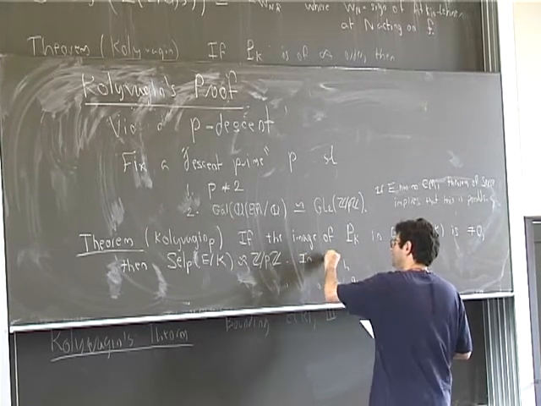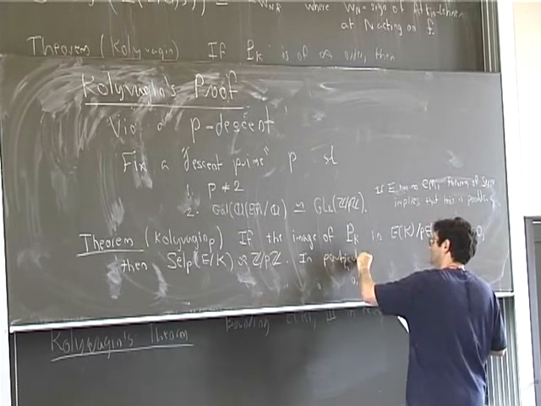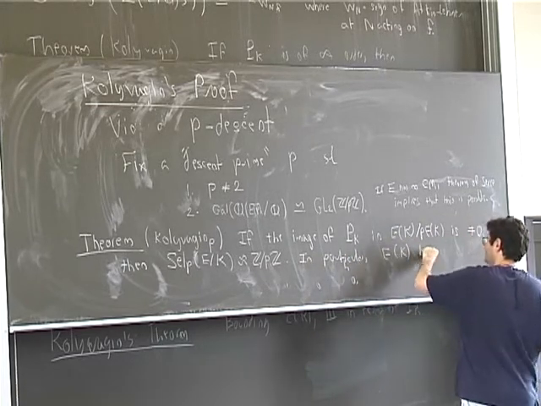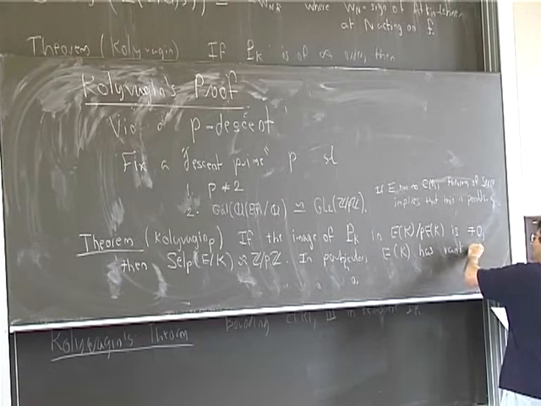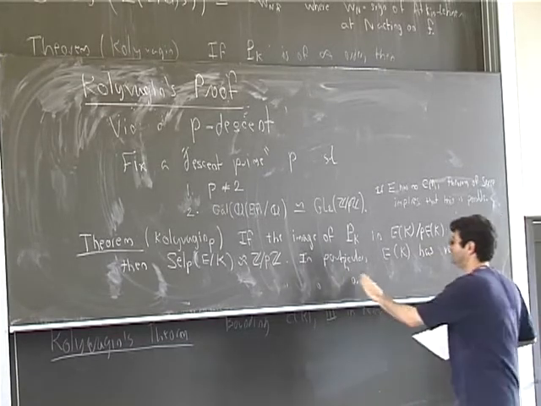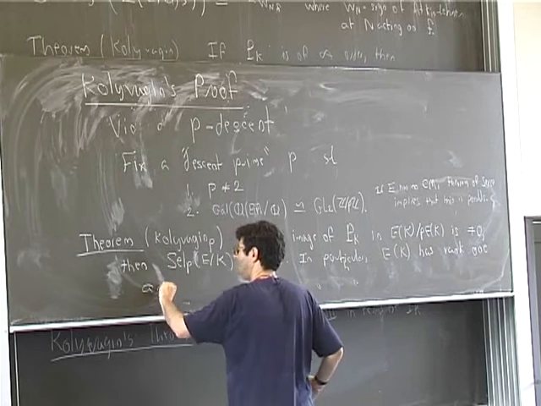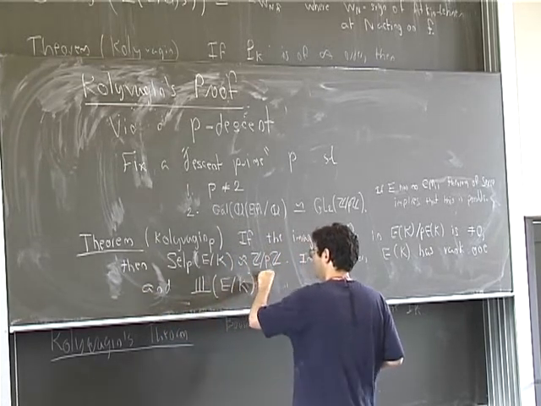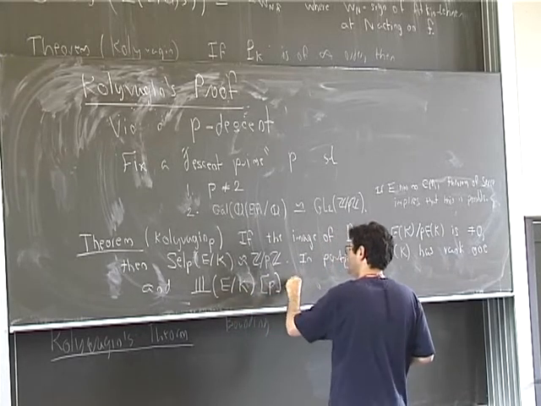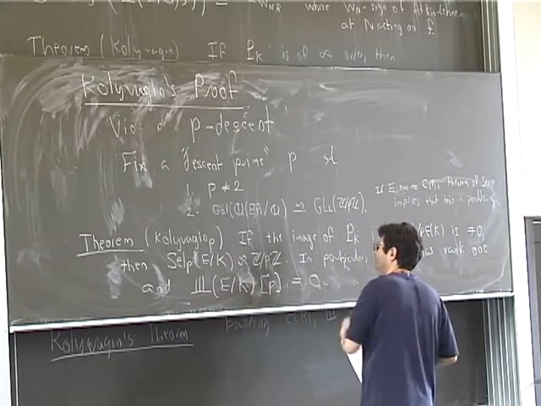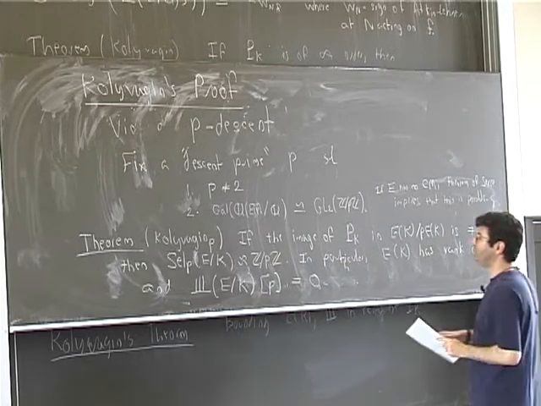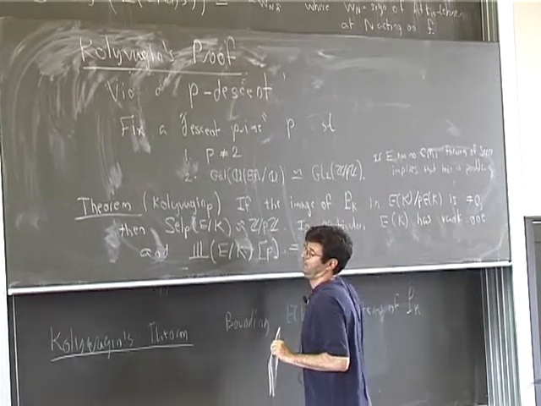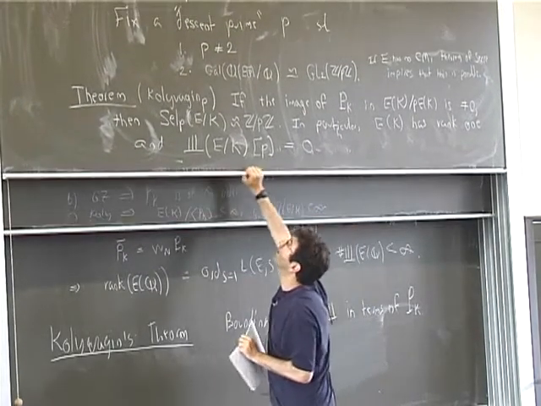In particular, E(K) has rank 1, and the p-torsion in the Shafarevich-Tate group of E over K is trivial. Okay, if I've succeeded in bounding the Selmer group, remember, why is this the case?